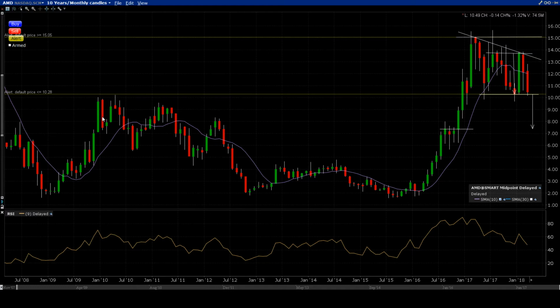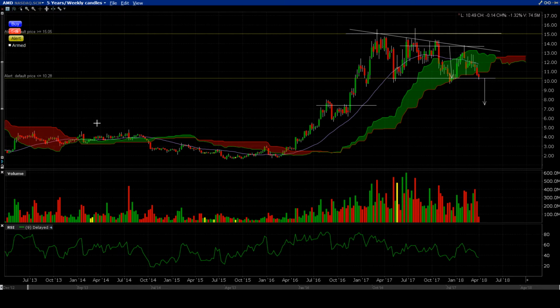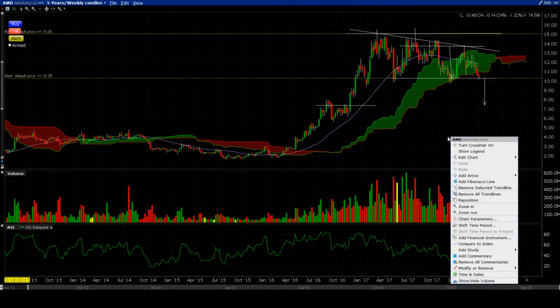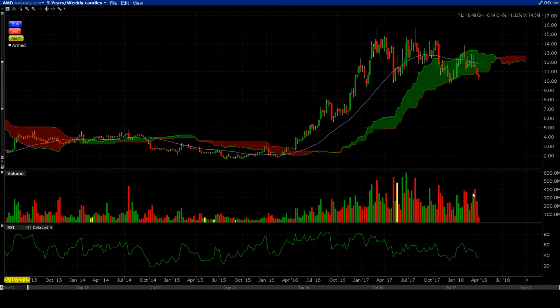Right now I'm doing Secretwars and revisiting Stan Weinstein, looking for candidates. And right here, this is all the lines I drew for the monthly. I'm just going to remove all trend lines. And you saw that we were close to breaking down on the monthly chart.